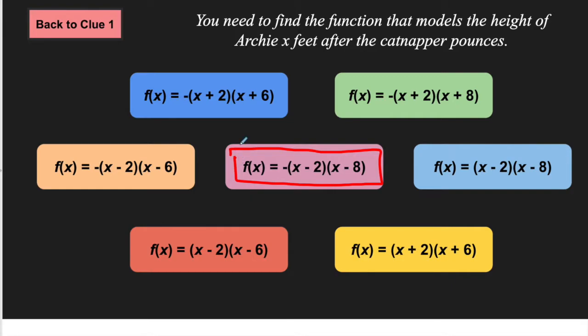All right, so please make sure you understand what I did in that particular problem, and then in a moment I will move on to clue number 2.